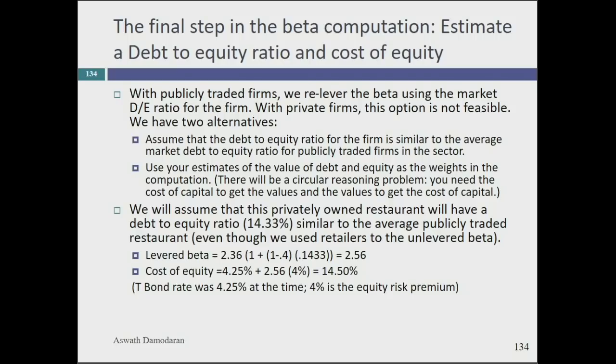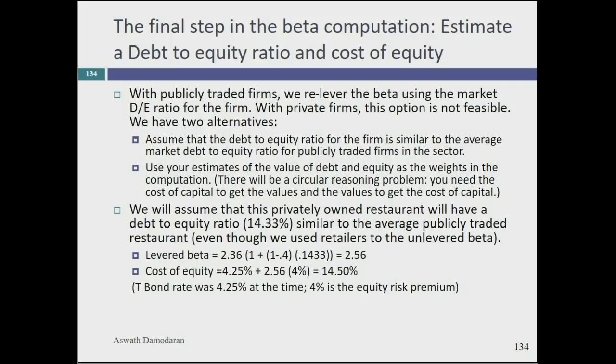And I'm going to give you two ways of getting it. One is really easy, and you can adopt it like this. The other is a little messier, but I think it's worth thinking about. Here's the first way you can do it. You can say, look, there's a reason why companies in the sector have the debt ratios they do. In this case, I'm going to take the debt-to-equity ratio of publicly traded companies in the space. Let's say it's 14%. And assume that this is the debt-to-equity ratio I would have as a company, and use that to come up with a levered beta.